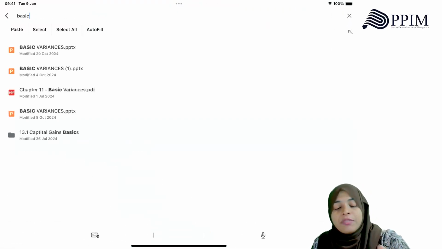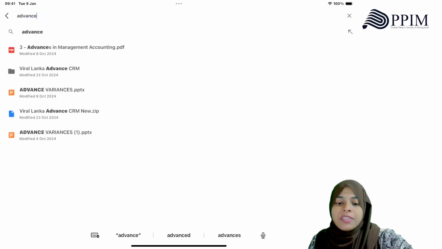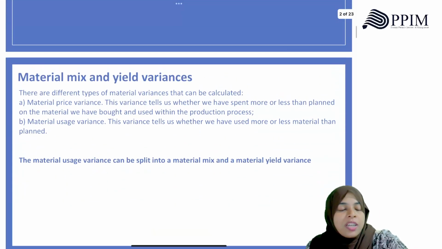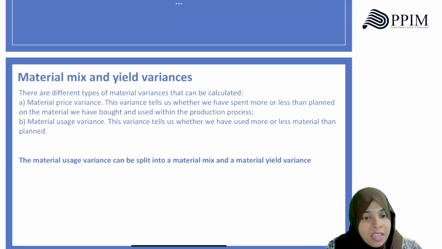Then guys, the main thing for you all at this level is what? The advanced variances. So with advanced variances, what are the main variances we looked into? We learned that the material usage variance can be divided into material mix and material yield. Material mix basically is when you change the mix of ingredients. How will your cost change? Now in general, when you put in more of the expensive ingredients, the cost is likely to rise. When you put in more of the less expensive ingredients, the cost is likely to fall, right?